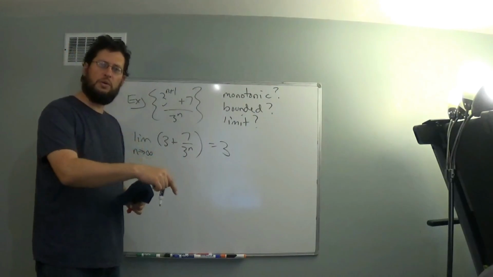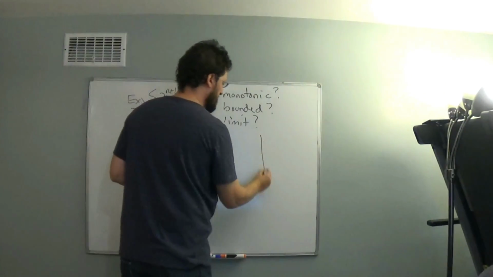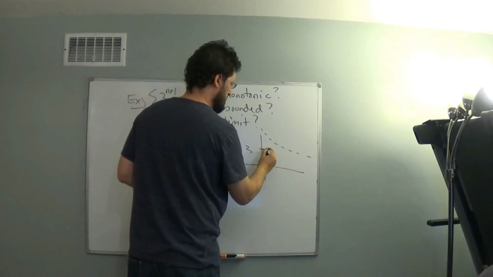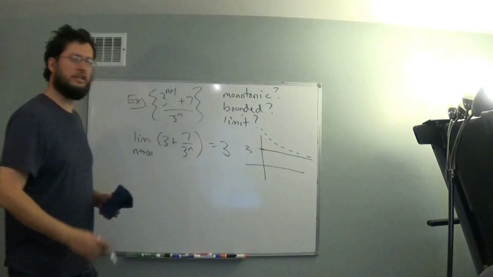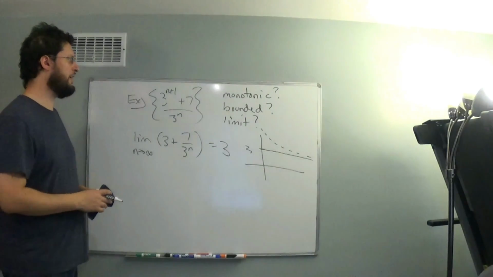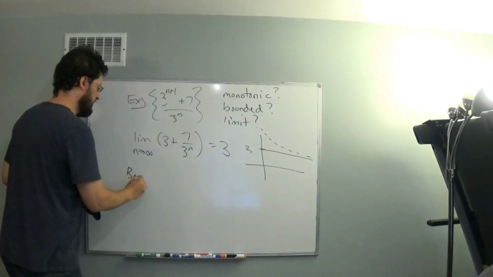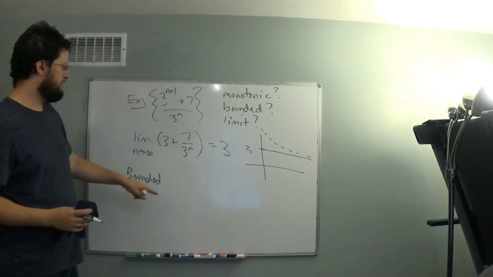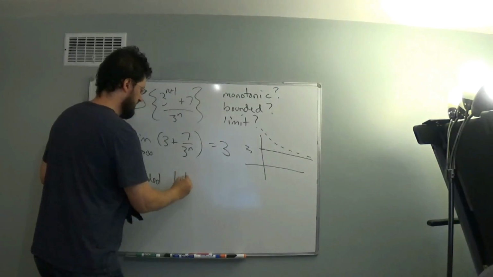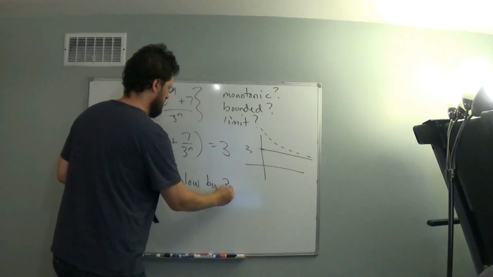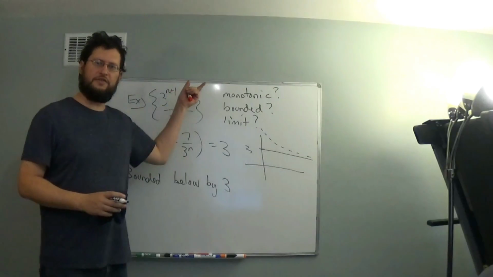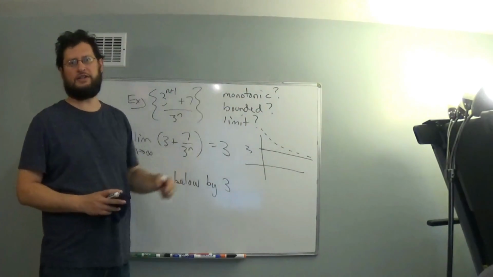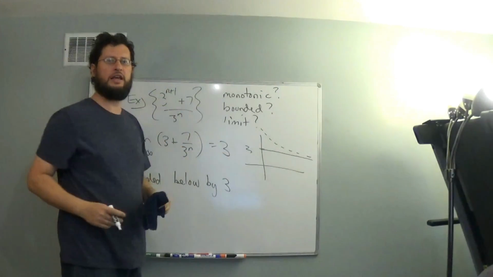Since it's decreasing always, and the limit is 3, that means that the picture must be something like this. Decreasing down towards 3, and so it is bounded. Right, it's bounded below by 3. It's also bounded above, but really just because there's a first term. And whatever the first term is, that's the highest value that it will be, and then it decreases afterwards.